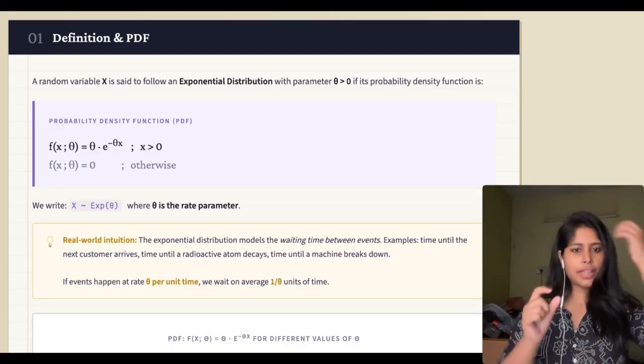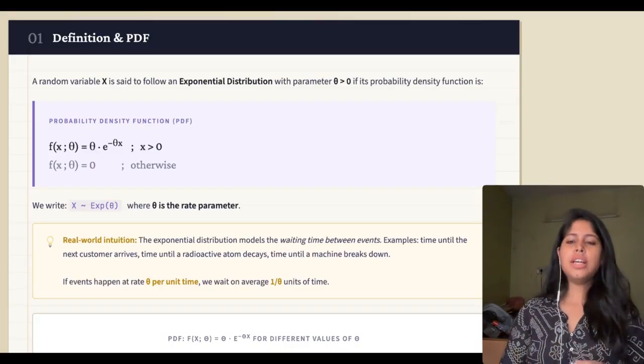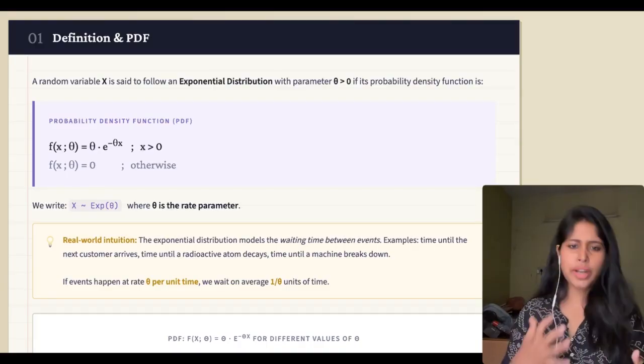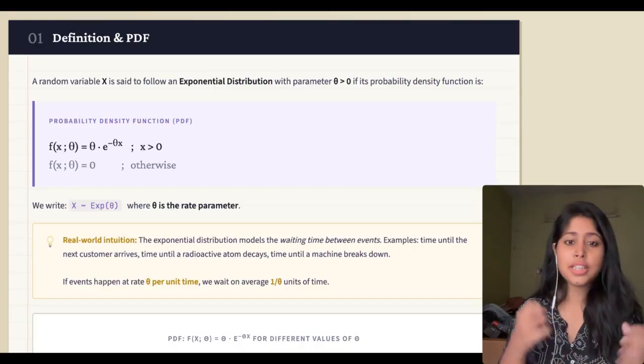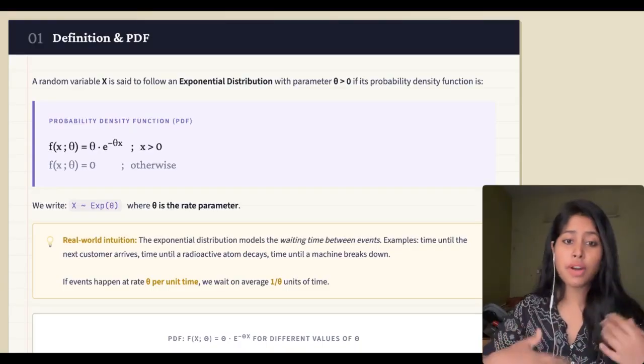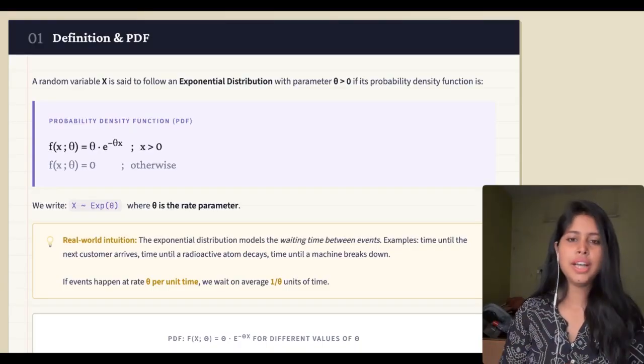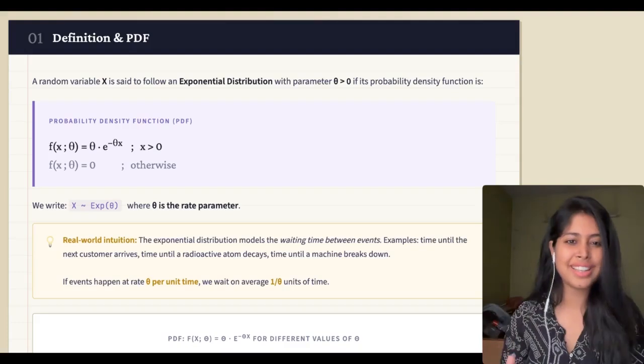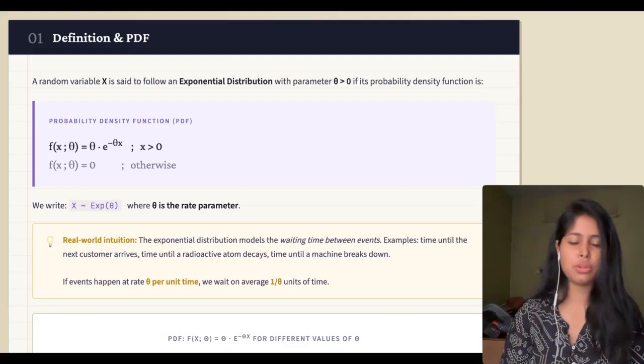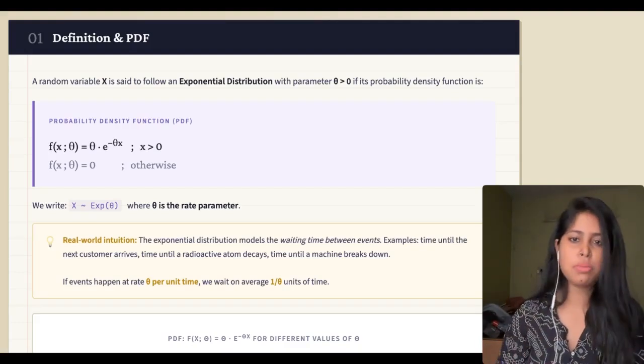And here, what is theta? Theta is the rate parameter. What does it mean by the rate parameter? It basically means that it controls how fast the distribution decays. We are talking about the exponential distribution, right? So that is what this means.